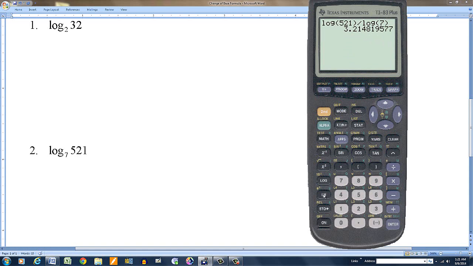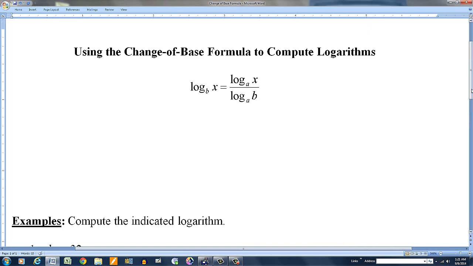Now, using the ln, natural log, that'll be base e, so natural log of 521 divided by the natural log of 7, hit enter, and I get the same thing. So just plug into the formula. And we'll do one more example here.